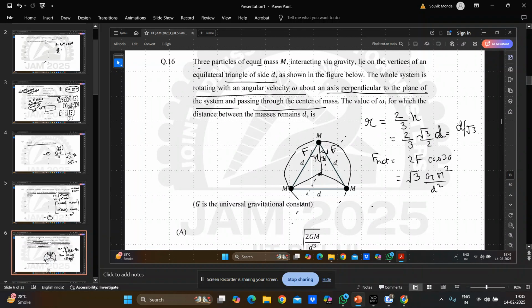So now simply equate the two. So m omega square r, that is d by root 3, is equal to F net, that is root 3 G m squared by d squared. Right. So what will you get? Omega squared is 3 G m by d cube. So probably option B or C. So this will be the answer: omega is equal to root under 3 G m by d cube.